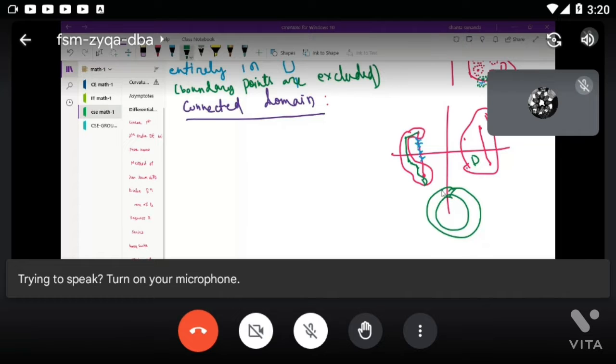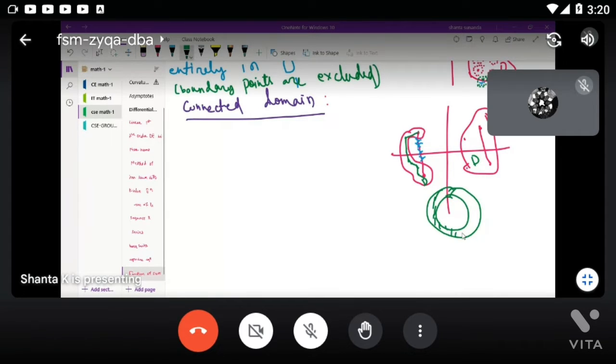This one is known as the annulus, the area bounded by two concentric circles. It's known as the annulus. Now if you find two points here, this one and this one, and you consider a path like this, there are points which are outside the domain. But we can have multiple paths, it's not exactly one path. You have multiple paths which are outside the domain.